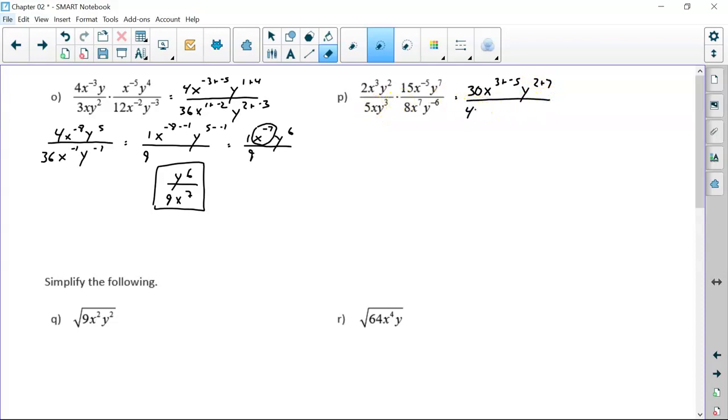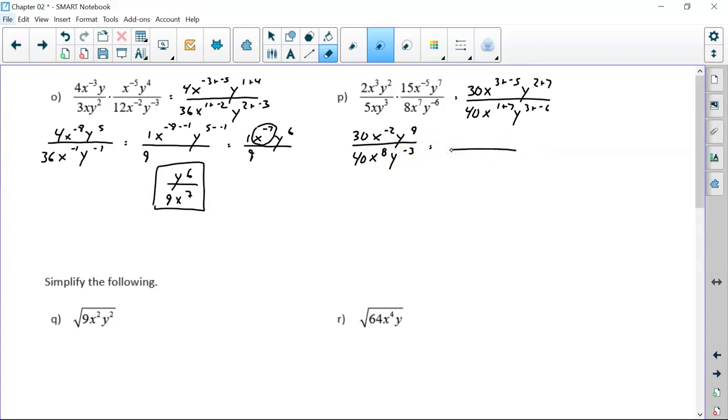5 times 8 is 40. And then it's x, it's 1 plus 7. And for the y's, 3 plus -6. So that gives us 30, x to the -2nd, y to the 9th, over 40, x to the 8th, y to the -3rd. Now we do our division.